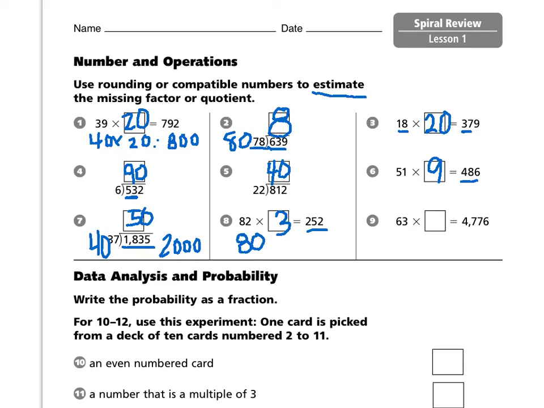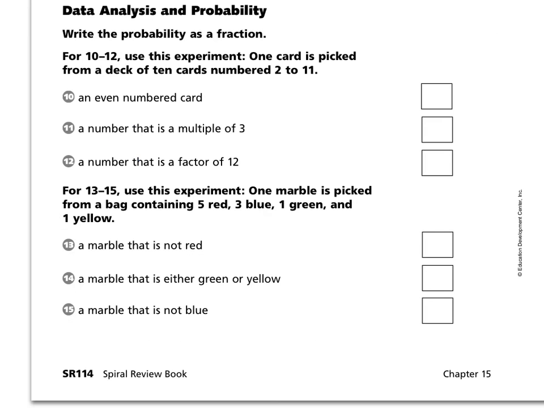63 times what equals 4,776? I know 63 is close to 60, and I know that this is going to be close to 5,000. 6 times 8 equals 48, so 60 times 80 would equal 4,800, which is close to 4,776. Let's move on to data analysis and probability.